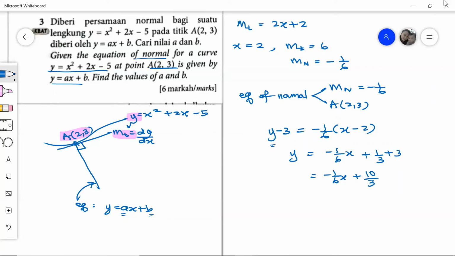So we compare with the equation given, which is ax plus b. So we can compare the coefficients. a equals negative 1 over 6 and b equals 10 over 3. So that's it. We found the answer for number 3.